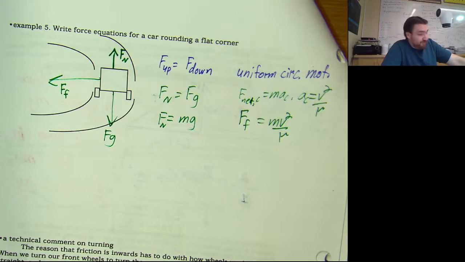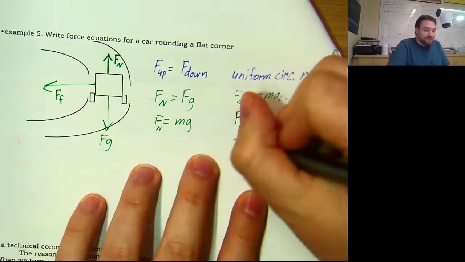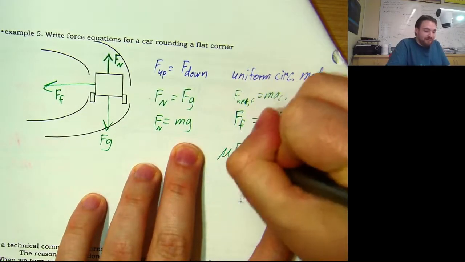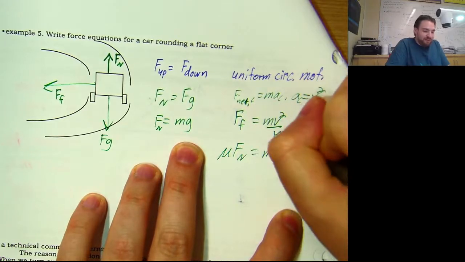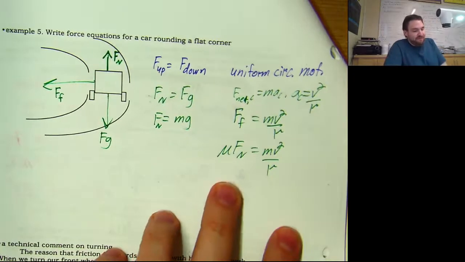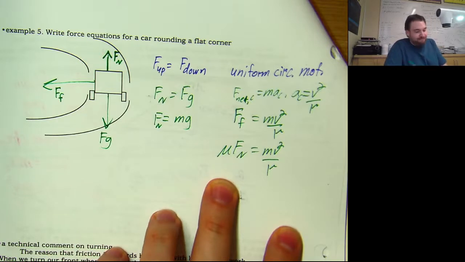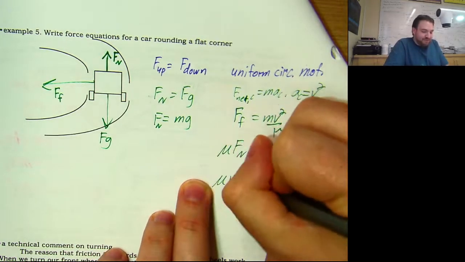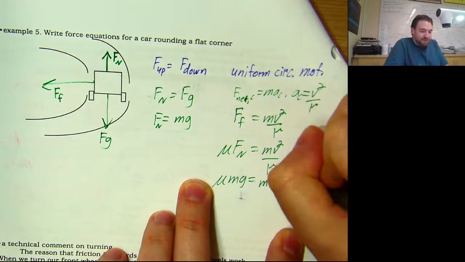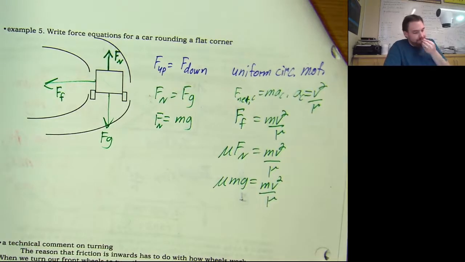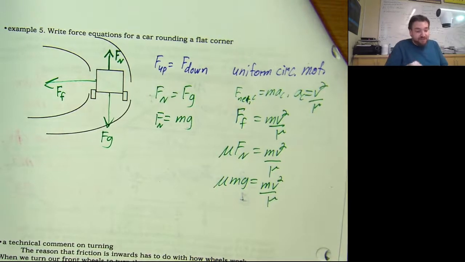mg equals mg squared over r. That's not true because Fn is not force of friction. Okay, so force of friction equals mu Fn. Mu Fn equals mv squared over r. Keep going. So mu mg equals mv squared over r. Keep going. My masses are going to cancel.